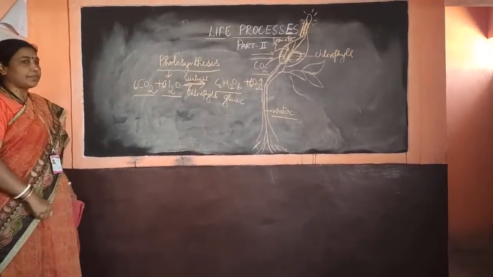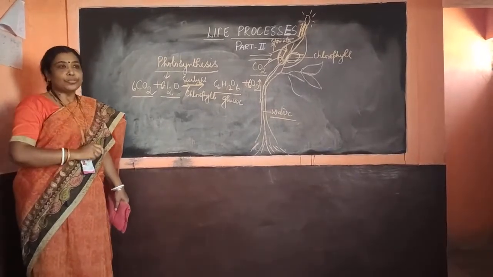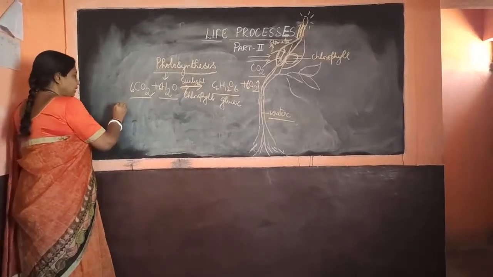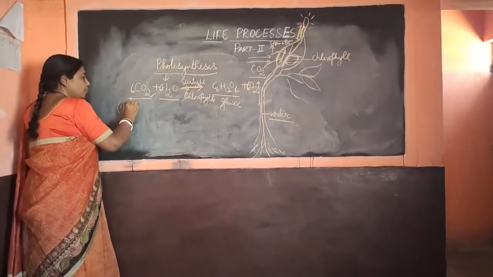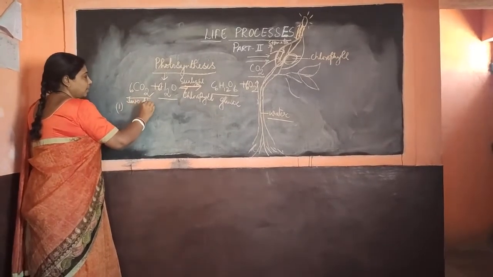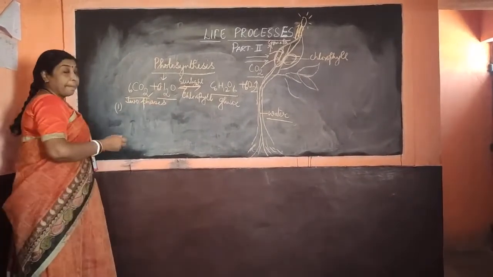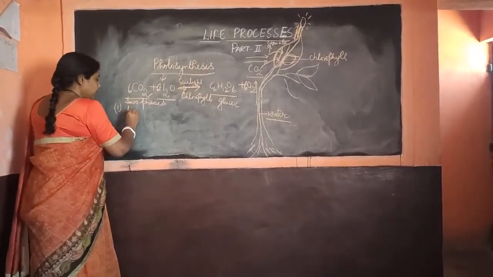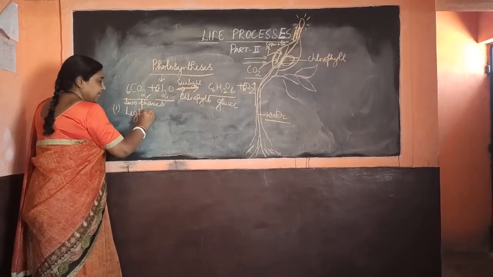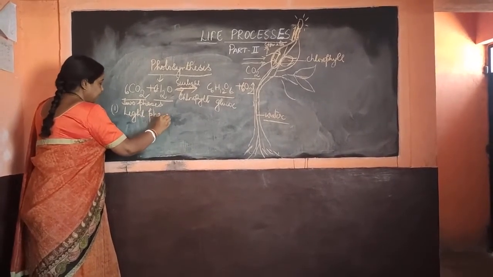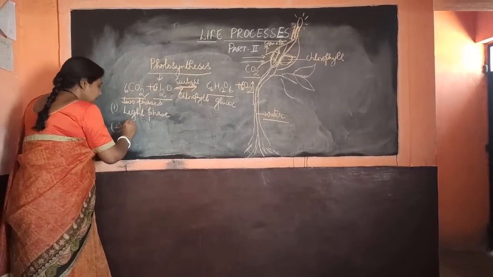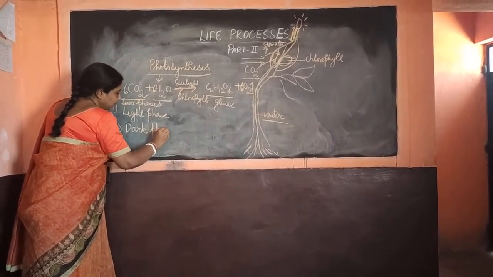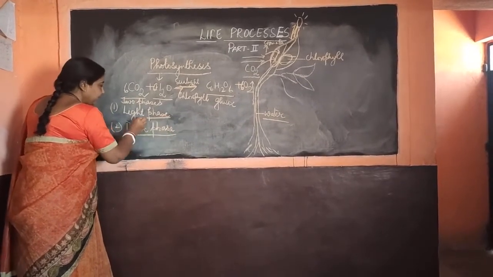Now in the process of photosynthesis, there are two phases. What are those two phases? You will find two phases in this process. The first phase is known as the light phase, and the second phase is known as the dark phase.